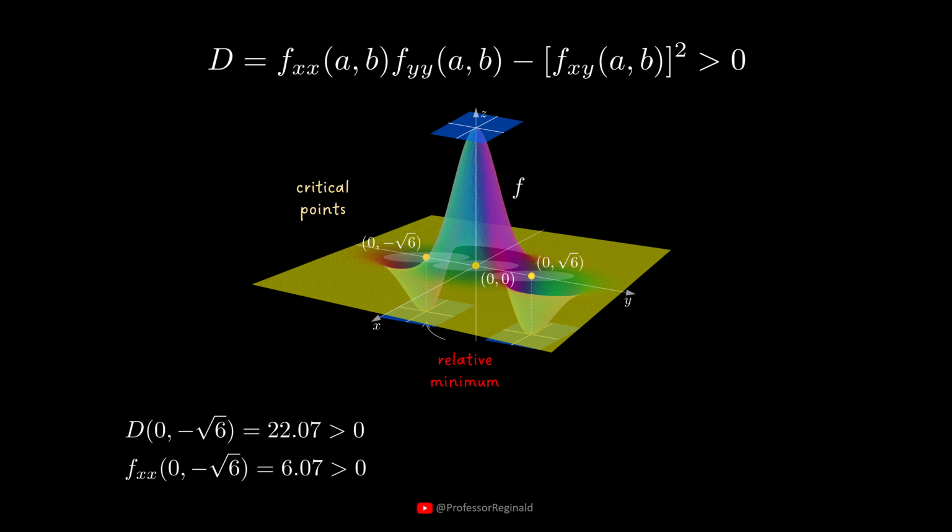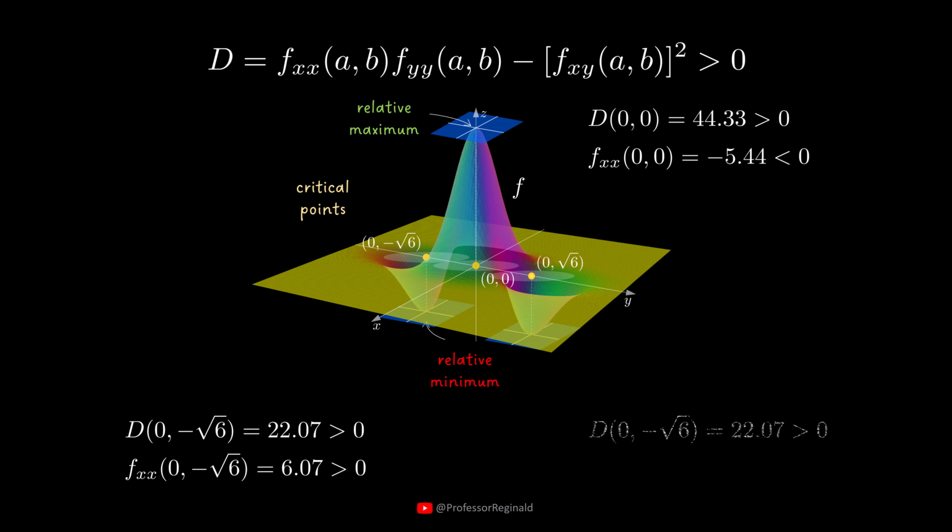The critical point at the center has a positive discriminant and a negative second-order partial derivative, so the function reaches a relative maximum. And the critical point on the right has a positive discriminant and a positive second-order partial derivative, so the function achieves a relative minimum.